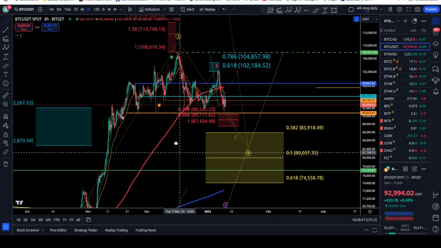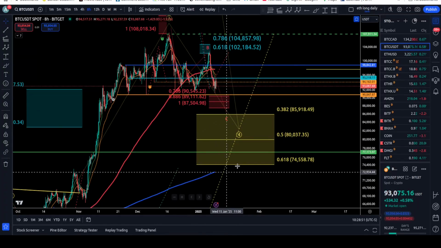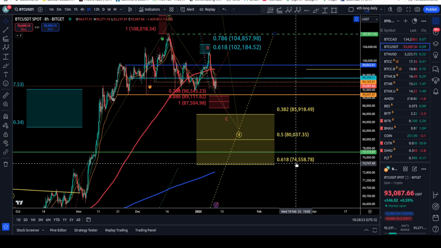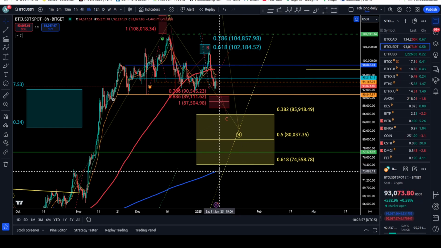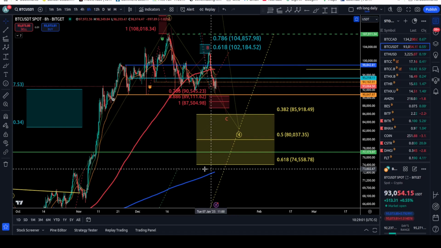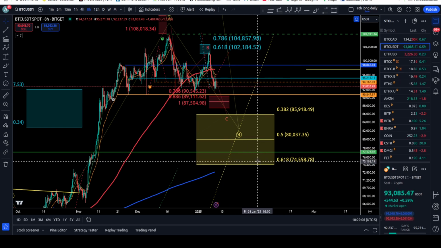And the blue line here is the MA200. By the time we do that, for sure, it's going to rejoin the 74,000. Let's round it up to 74,550. And so this would be the worst case scenario.